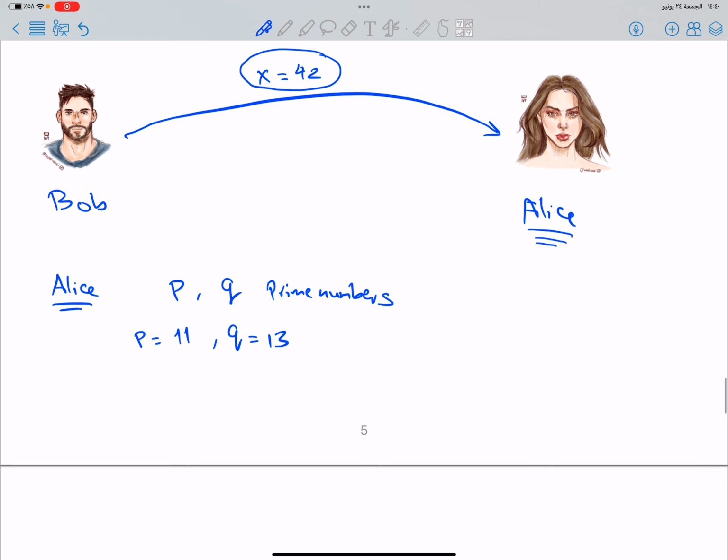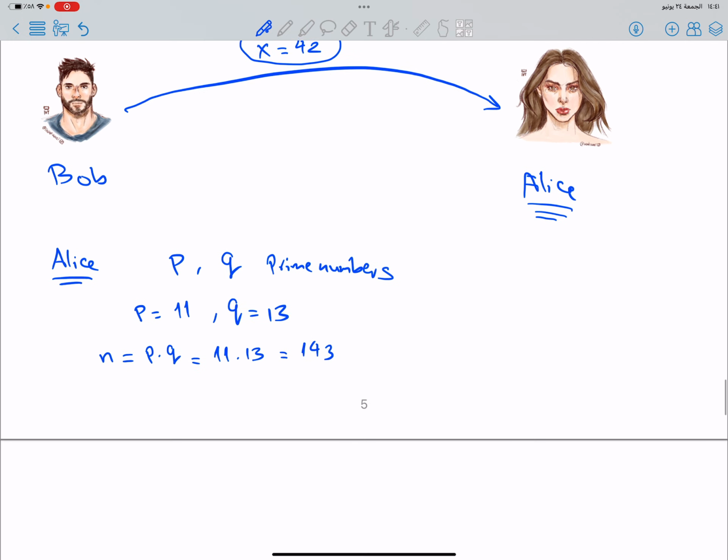Then Alice should calculate n equal to p times q. P multiplied with q is 11 and 13, and it's 143. Okay, this is the second step. The first step is to choose P and Q, the prime numbers, and the second step is to calculate N.